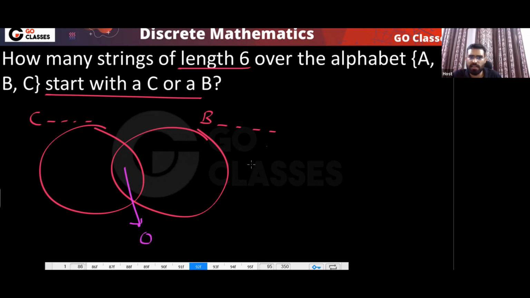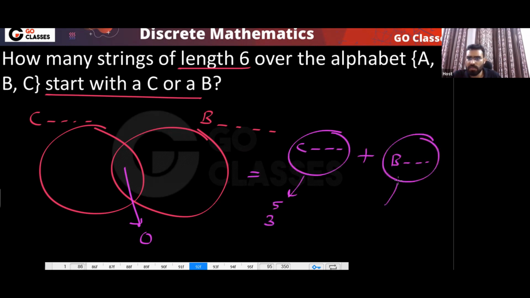You can directly say the answer will be starting with C, length. Starting with C, how many do you have for this type? That is 3 power 5, plus starting with B, that is also 3 power 5. So the answer will be 3 power 5 plus 3 power 5, twice, so that is 2 into 3 power 5.